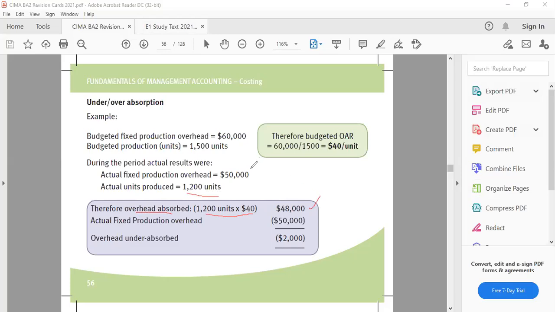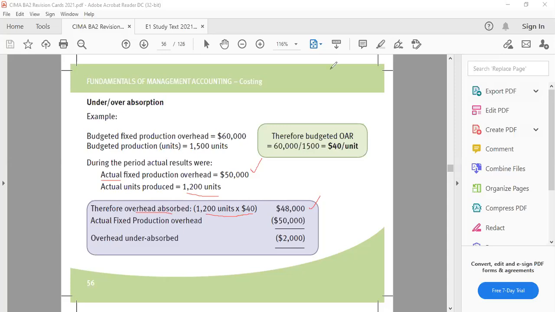But how much did they actually spend? Actually spent is 50,000. Did they account 50,000? No. Did they account less than 50? Yes. So they should have recorded 50, but they recorded only 48. So that is resulting in under absorption of overhead. Okay. Do you understand that? Yes, ma'am. Okay.